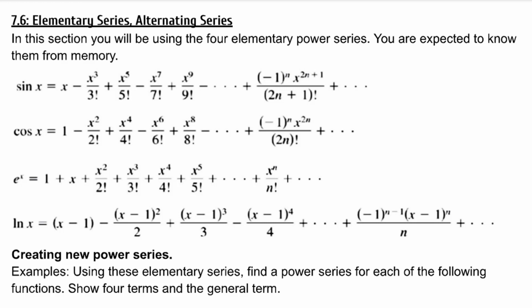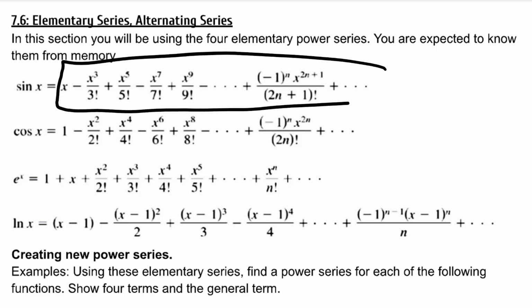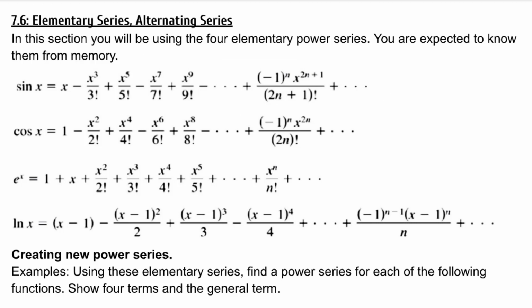Some patterns I see with the sine series is that it starts with x, and we've got a lot of odd numbers happening. With the cosine series, we start with 1, and we've got a lot of evens happening. With e to the x, it seems to go 0, 1, 2, 3, 4, 5, and so on. And ln x, our denominators are 1, 2, 3, 4 without the factorial, matching the degree of each term.